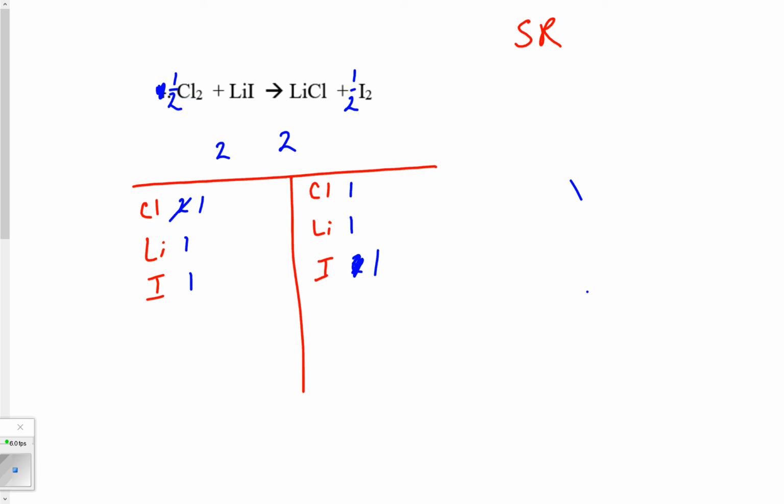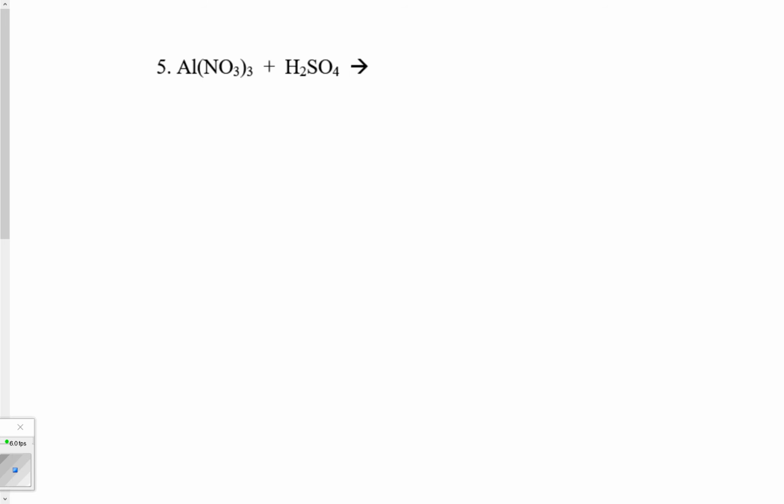Let's do one more. And this will be the last one. This one should be a little bit of a good one. So right off the bat, this is going to be double replacement. I've got a compound and a compound. And I left this one for us to kind of finish out.